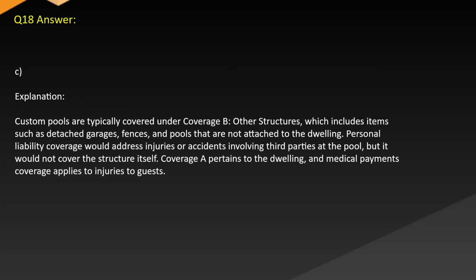Answer C. Explanation. Custom pools are typically covered under Coverage B. Other structures, which includes items such as detached garages, fences, and pools that are not attached to the dwelling. Personal liability coverage would address injuries or accidents involving third parties at the pool, but it would not cover the structure itself. Coverage A pertains to the dwelling, and medical payments coverage applies to injuries to guests.